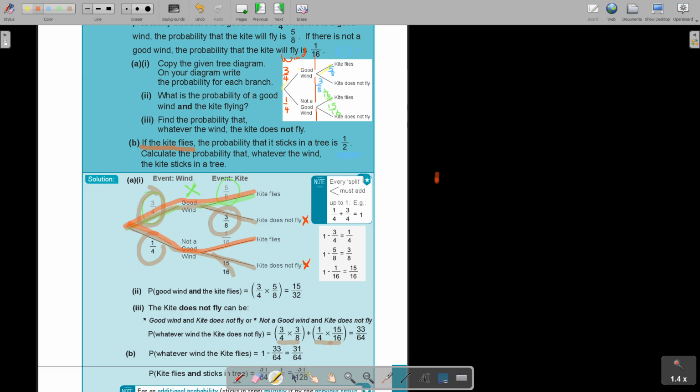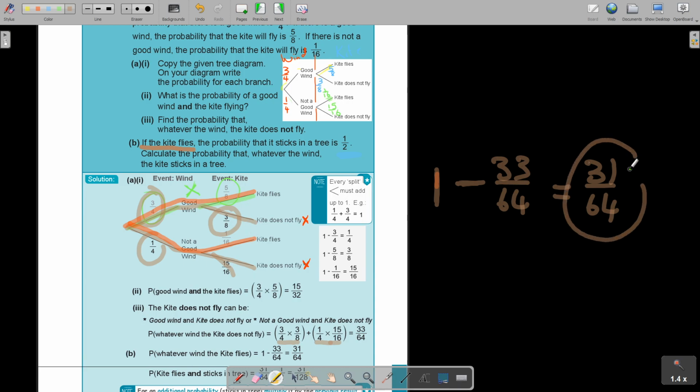I can do that. But I can now just use my brown. I take my whole tree. What is my whole tree? That's 1. And I subtract. I know where the kite is flying. It's that 33 over 64. And then it will give me that red. And that will be 31 over 64. But if you are multiplying, adding, you will also get, and I'm going to make it in red, that 31 over 64.